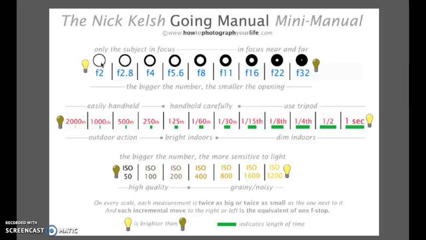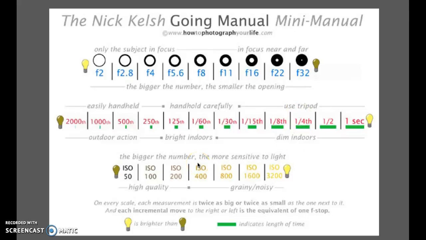The bigger the number, the smaller the opening. Then we come down here. We're talking about shutter speed here. I think this is a great example. It's easier to handle. So basically what that's saying is the greater your shutter speed, you can capture a picture with more clarity, because when you snap a picture, chances are you're going to move your camera a little bit. When you get down to the slower shutter speeds, it's probably good to use a tripod.